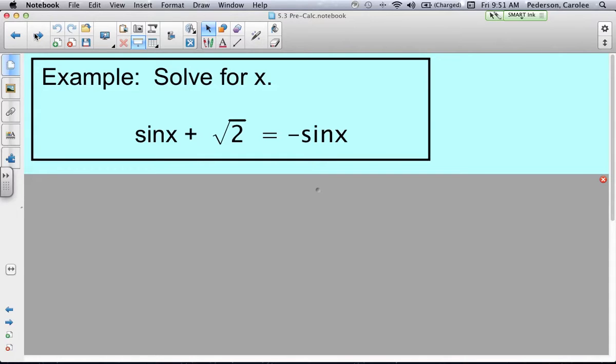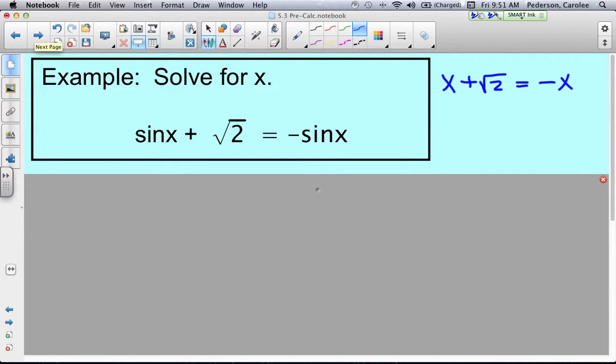So imagine if you were solving this equation for x, and just ignore that you even have any trig in there. If I say x plus the square root of 2 equals negative x, what would you do to solve that equation for x? Subtract square root of 2, okay. Then what would you do? You don't need to write this down. Add the x's, so you get an x plus an x.